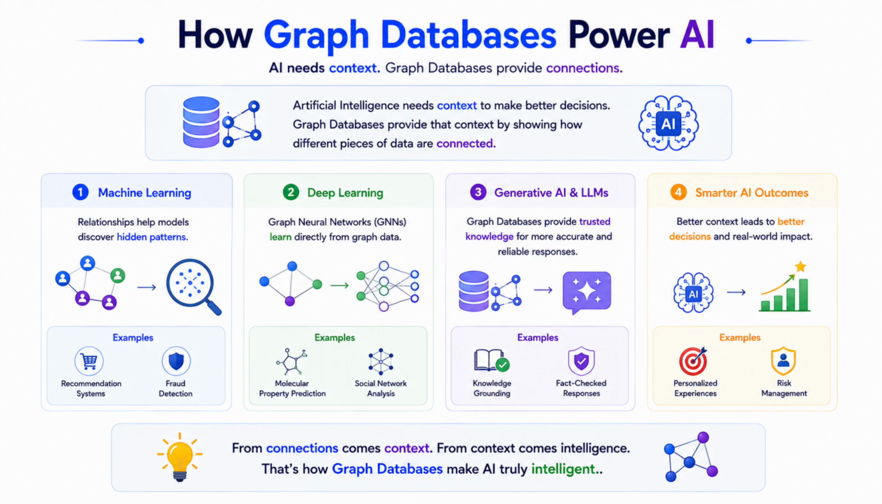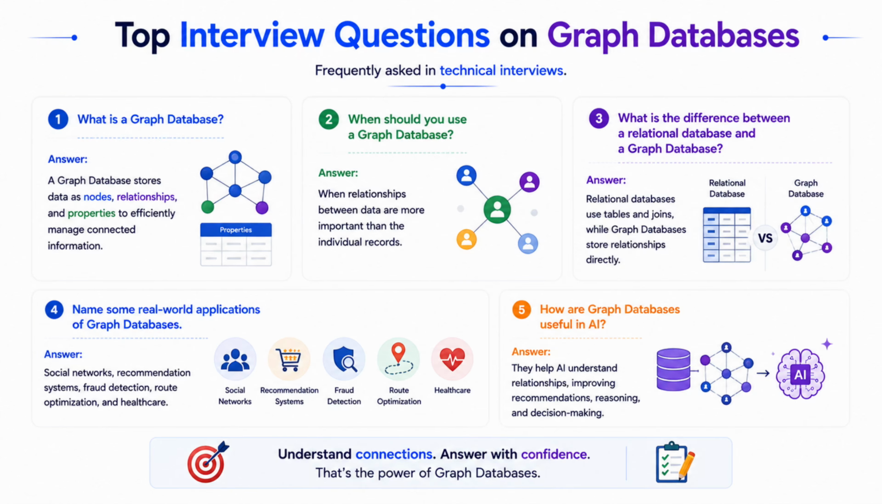Now, before we wrap up this video, let us go through some interview questions that are frequently asked. Here is question number one: what is a graph database? The answer is: a graph database stores data as nodes, relationships, and properties to efficiently manage connected information. Here is question number two: when should you use a graph database? The answer is: when relationships between data are more important than the individual records.